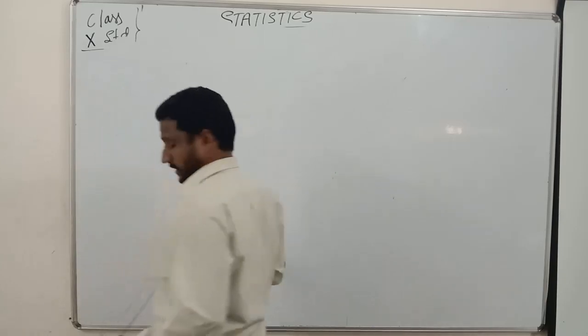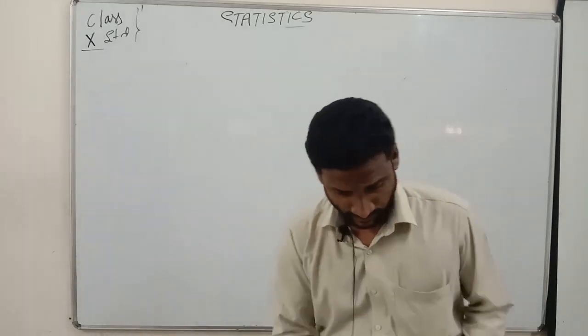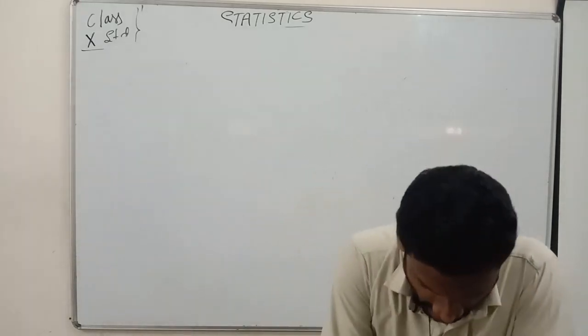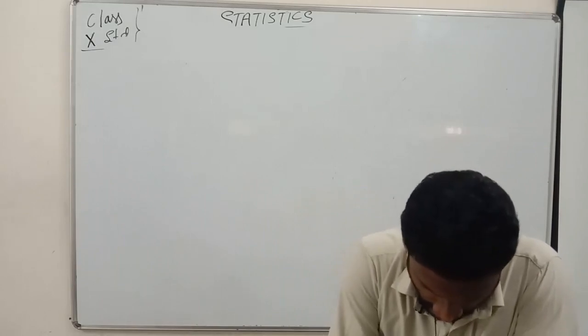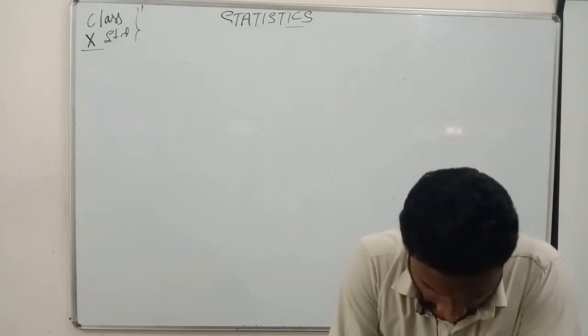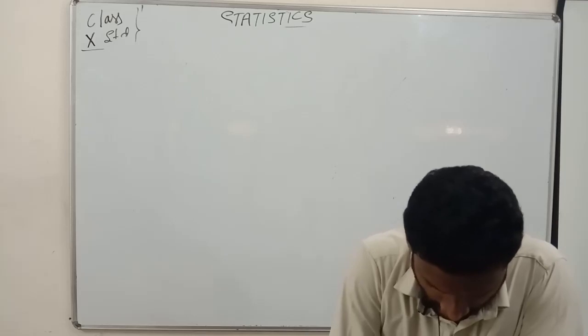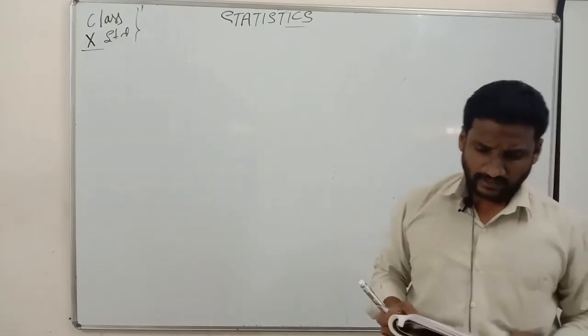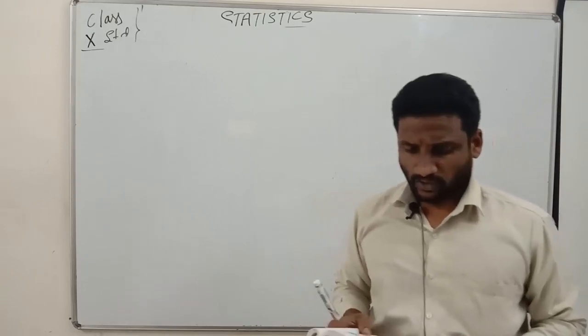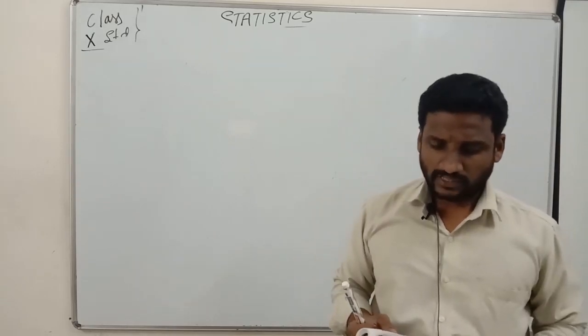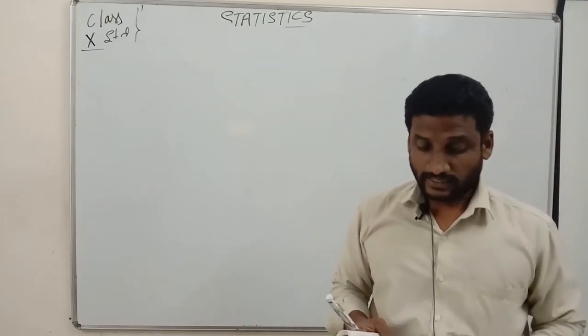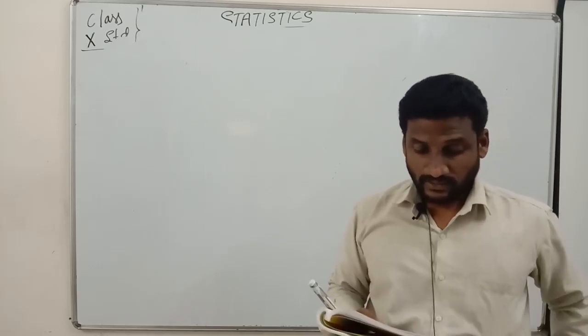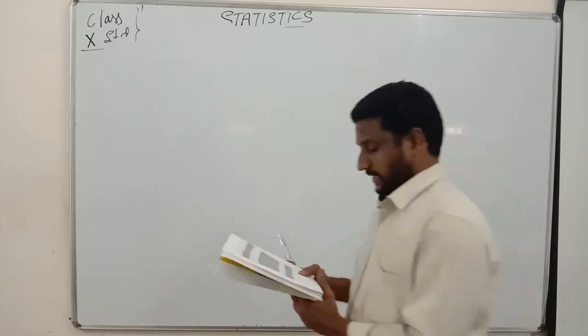Here, I think the second problem is the same as before, that is a less than type. Next, the third one you can see is a more than type. The following table gives the production yield per hectare of wheat of 100 farmers of a village. He has given 100 farmers of a village, so the production yield he has given here.